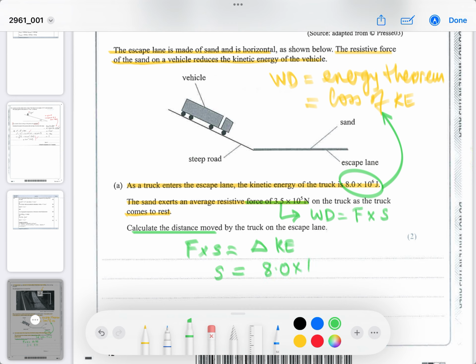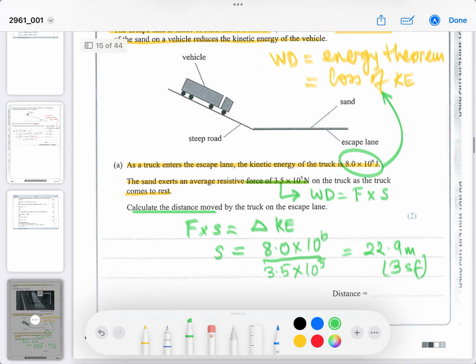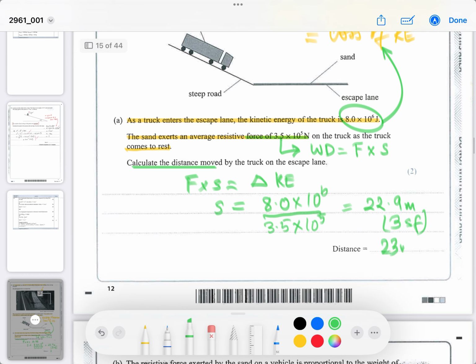8.0 times 10 to the 6 divided by the resistive force which is 3.5 times 10 to the 5. So it'll be basically 80 divided by 3.5, and I've already done the calculations to save time. 22.9 meters to 3 significant figures, and you can round that up. That's meant to say 3 significant figures. You can round it up to 2 significant figures in the answer. Okay, so approximately 23 meters, 2 sig fig. Okay, because the data provided is only given to 2 significant figures.